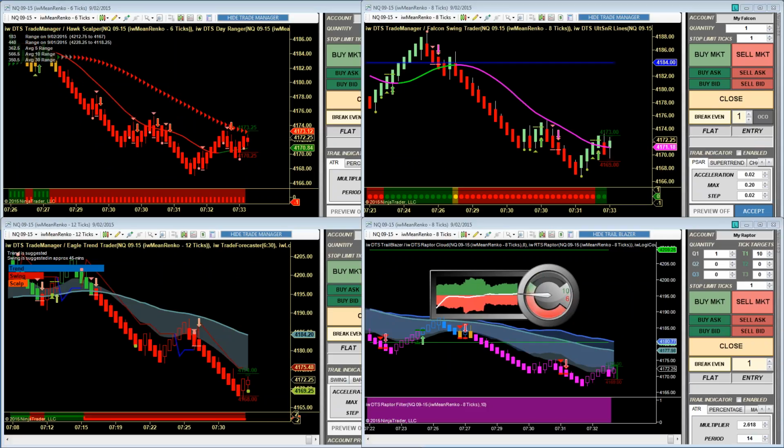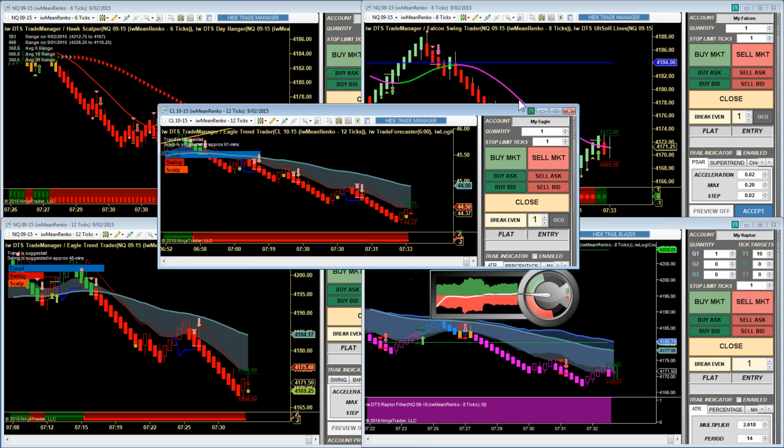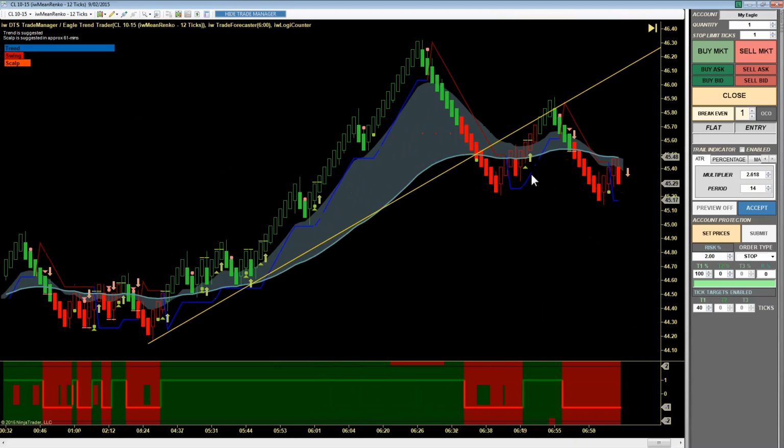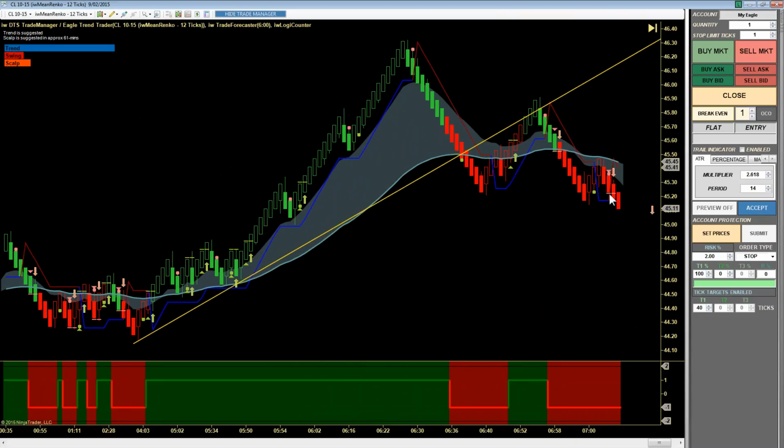But like I pointed out to you, it's amazing. Here's crude oil on the Eagle. Going into the inventory report, or before the inventory report, we have the sell signal, a hard edge bounce.